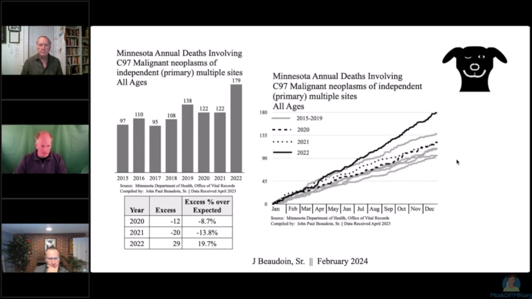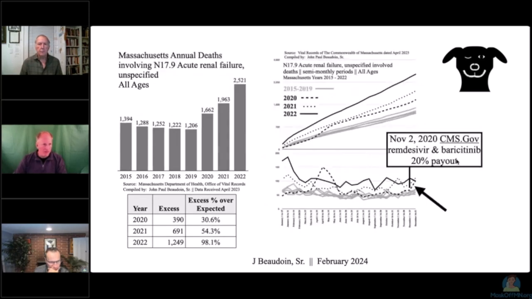Independent multiple sites. Again, 2022, off the charts. Let's do acute renal failure before I wrap it up. Been on for a long time. Well, acute renal failure is 1,600 excess deaths in Minnesota. What do I have here? 18, 19. Oh, this is Massachusetts. Sorry. I'm showing you Massachusetts for a reason. I want you to look at the shape of the graph and see how much this went up. This is 2,000 extra deaths in Massachusetts in the last 2 years.